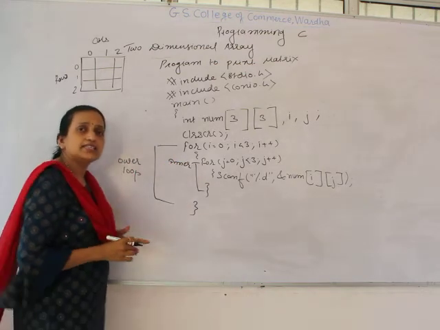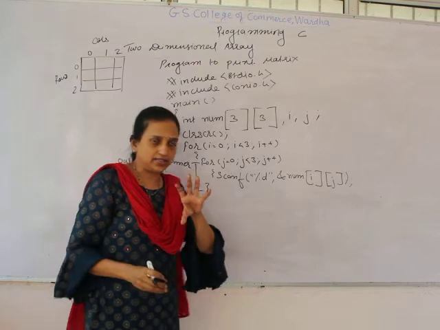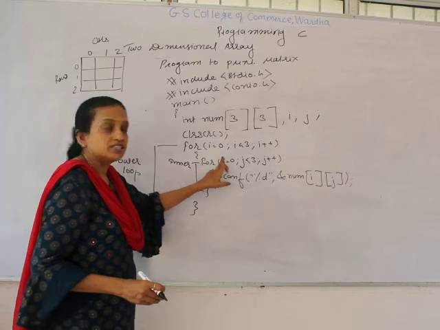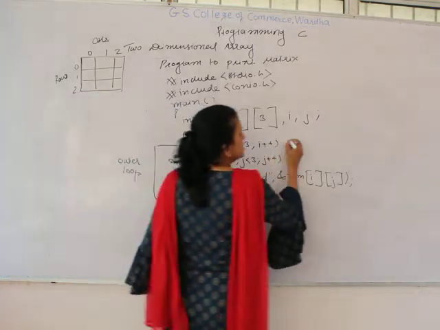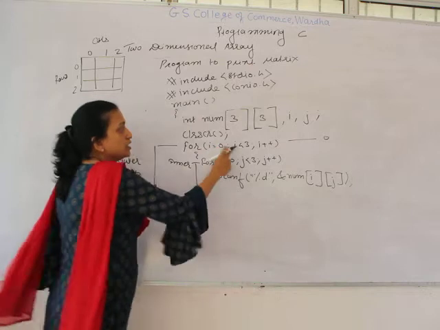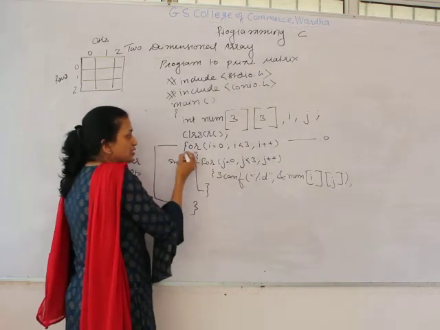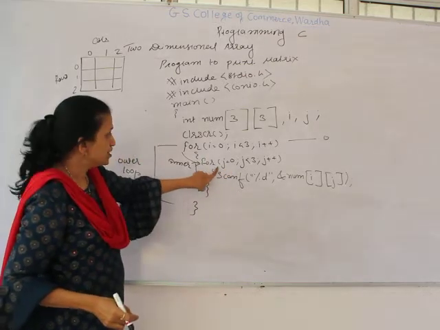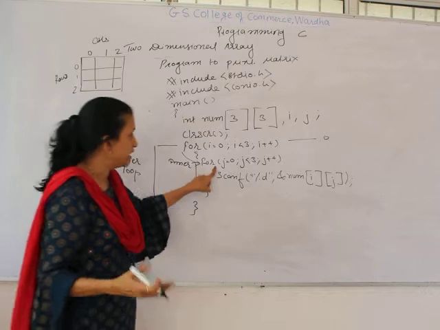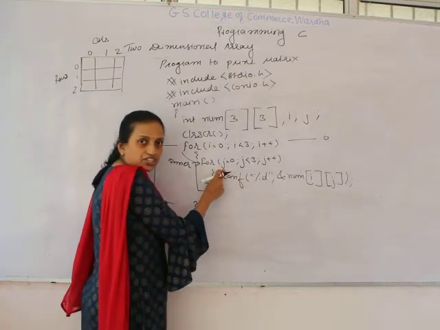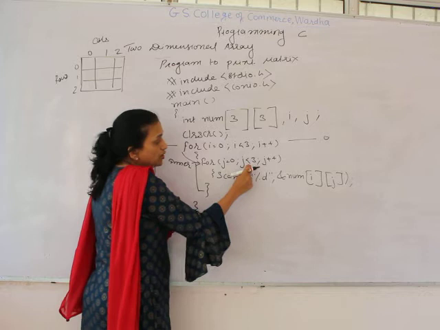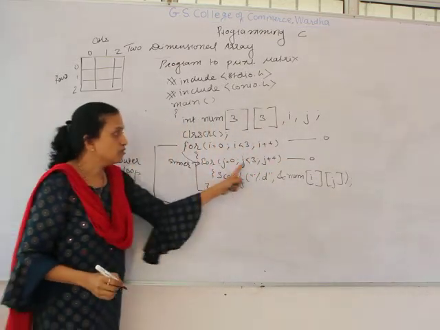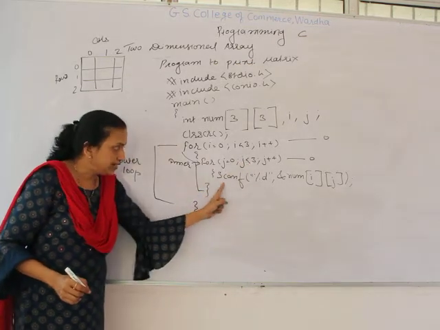So how will it execute? Try to understand. First, the value of i is 0, and 0 is less than 3. Yes, the condition is true, so the control of the program enters the loop. Here the compiler finds another loop, the loop of j. For j is 0, 0 is less than 3. Yes, the condition is true, so it enters this loop again.